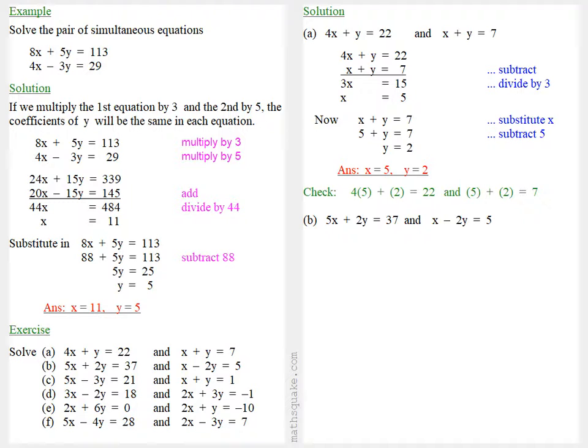In question B, we have 5x plus 2y equals 37, and x minus 2y equals 5. If we write them one underneath each other and then add them, 5x plus x is 6x, plus 2y and minus 2y disappear, and 37 plus 5 is 42. So 6x equals 42. If we divide by 6, x equals 7.